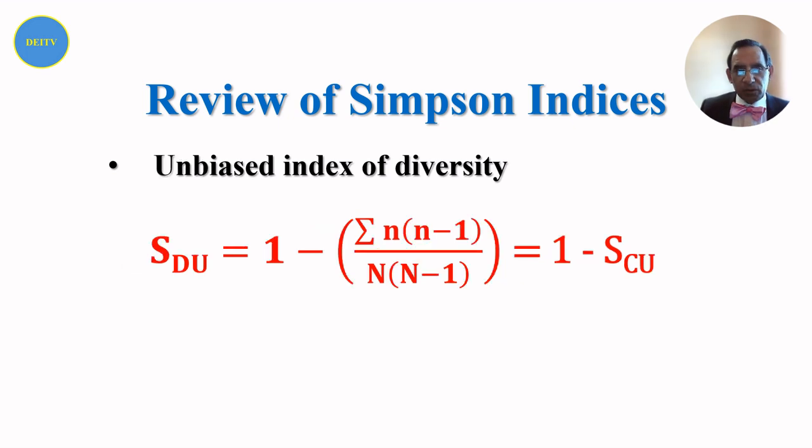When frequencies are used, we can obtain the unbiased index of diversity, and the unbiased index of diversity is 1 minus the sum of the frequency times the frequency minus 1. Divide that by the total number of individuals times the total number of individuals minus 1. Again, that can also be just represented as 1 minus the unbiased Simpson concentration or similarity score.